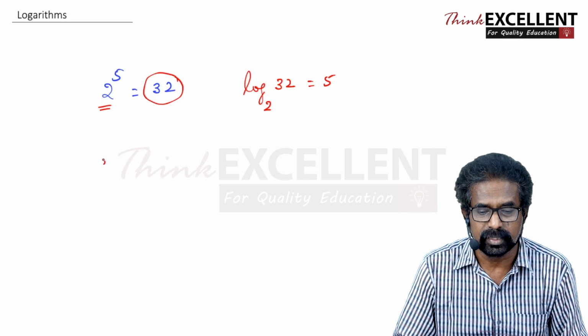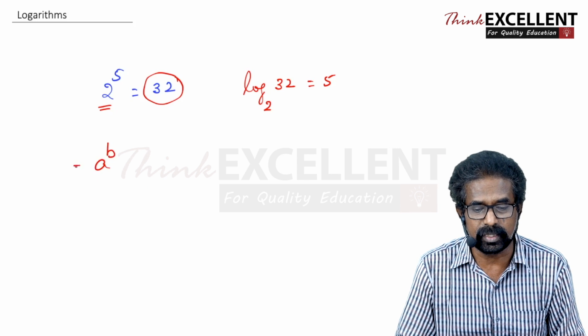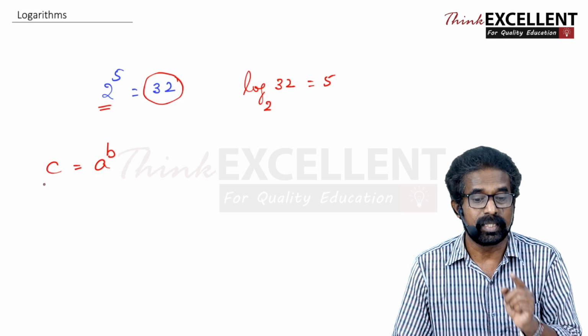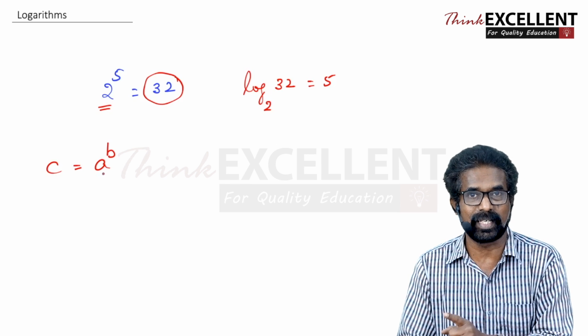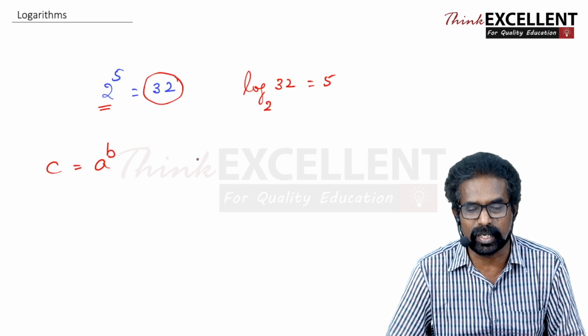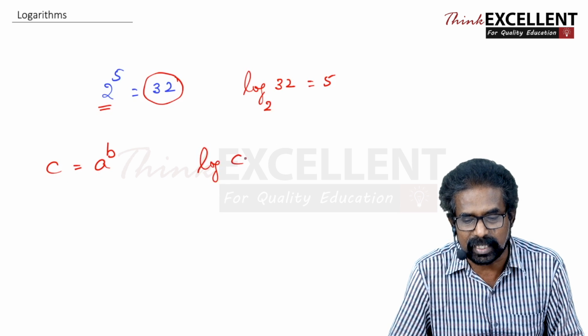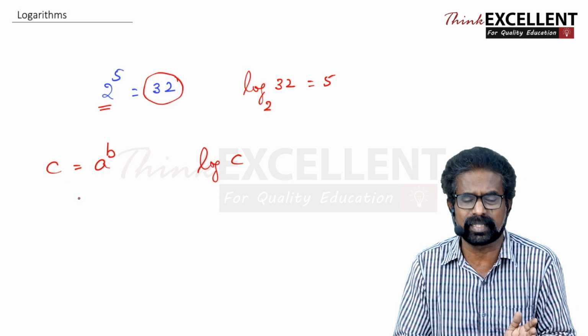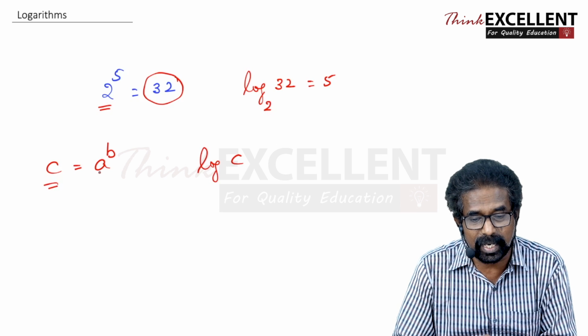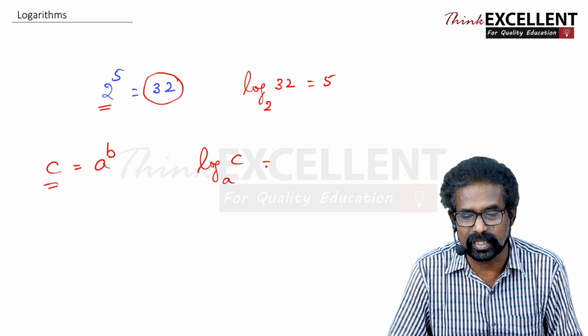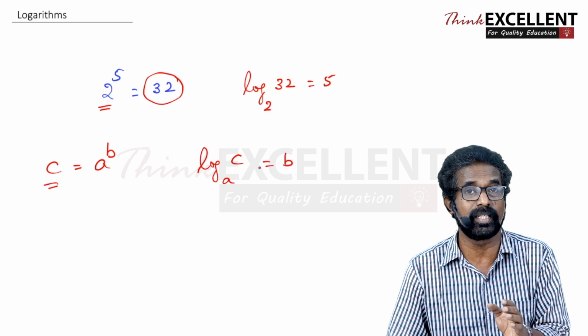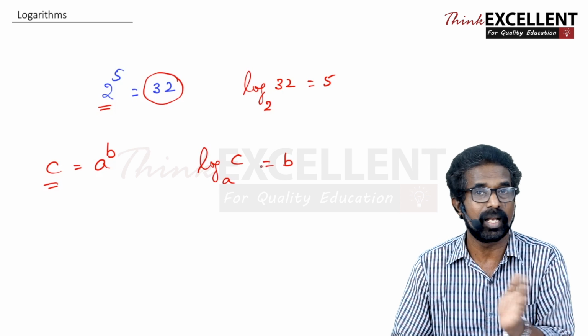See another thing, suppose a raised to b is equal to c. Here the base is a, the value is c. So you write log of c to the base a equal to b. Which side it comes doesn't matter. Like that you can change exponential form to logarithmic form.